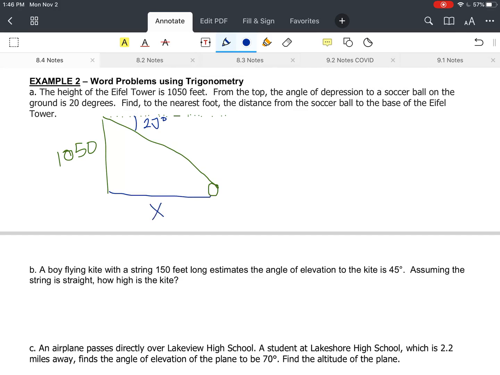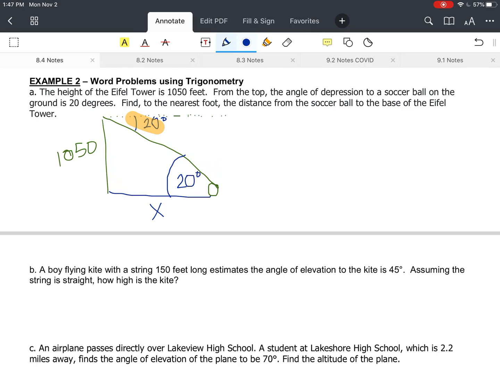So that's my angle of depression. To the nearest foot, we want to find the distance from the soccer ball to the base of the Eiffel Tower. So we're going to try to find this point here, or that side here. Now, here's the issue. This angle of depression is not inside my triangle at all.